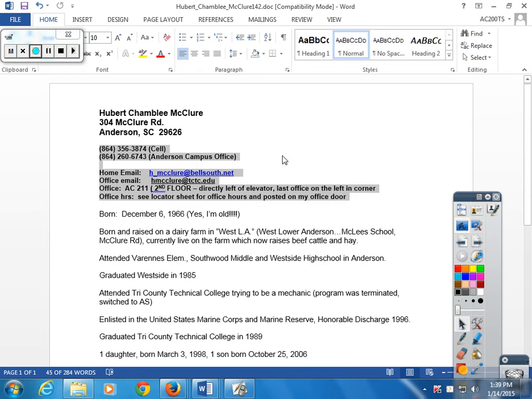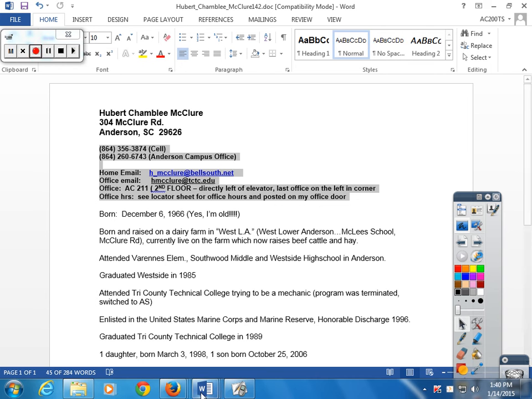Where's my office? Well, my office is AC 211, second floor. As soon as you get off the elevator, go to the left. I'm in the office in the corner. Just keep walking and you'll come to a corner. That's where two walls meet. Okay? I'm in that corner right there, 211.